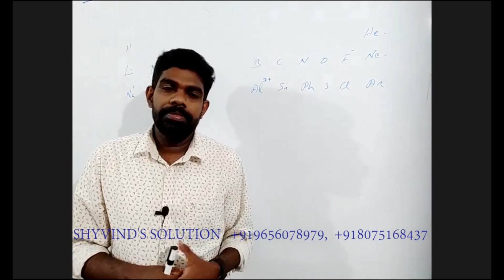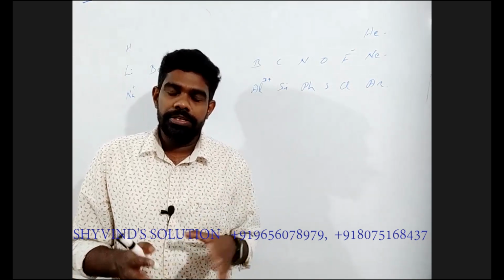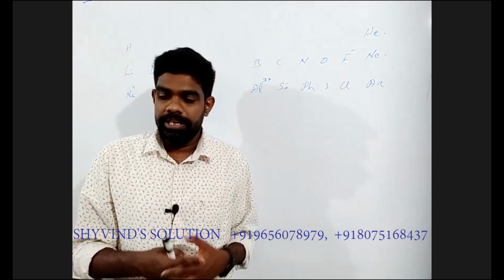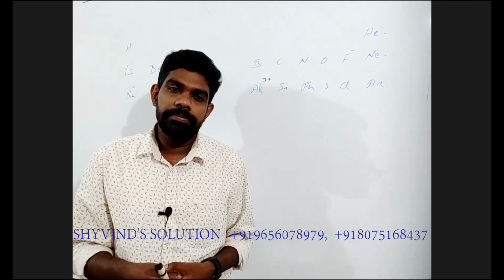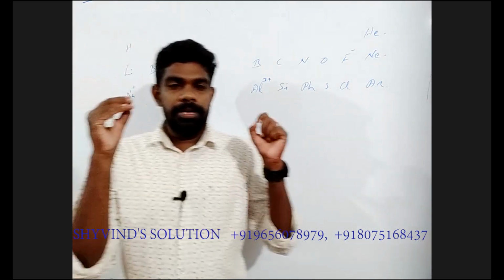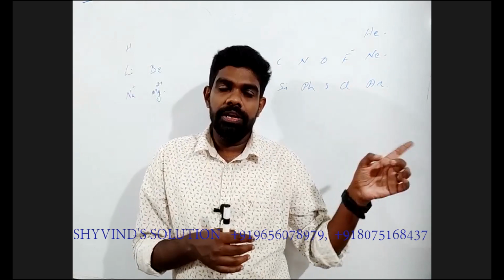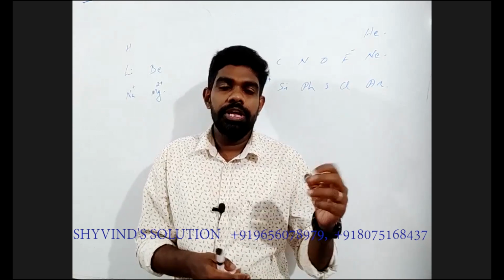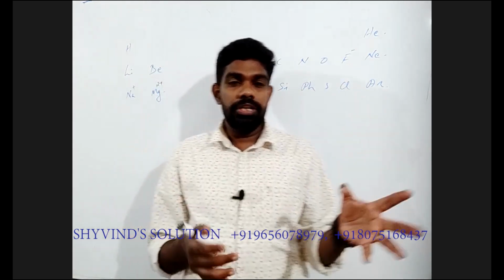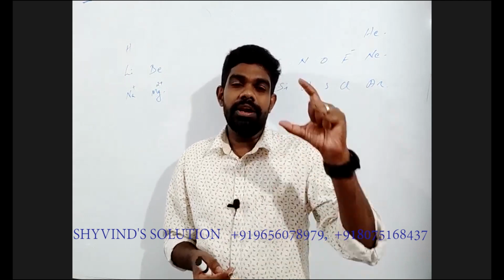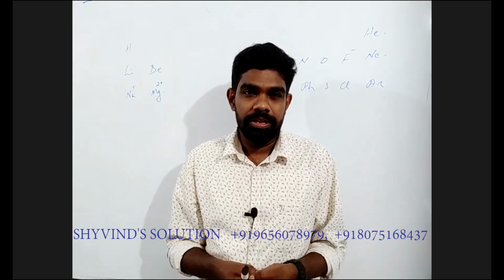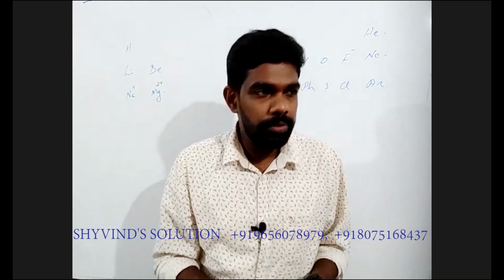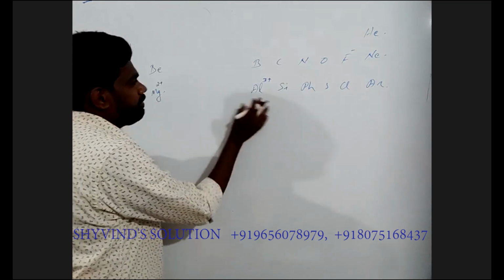So to solve this, the idea is from left to right. We know from left to right in a period, the ionic radii decreases. Why does it decrease? It is because from left to right, the atomic number increases, so the charge on the nucleus increases. So the attractive force between the nucleus and the outermost electron increases, so the outermost orbital will shrink. So the radii decreases. That is the idea. So from left to right, it decreases.